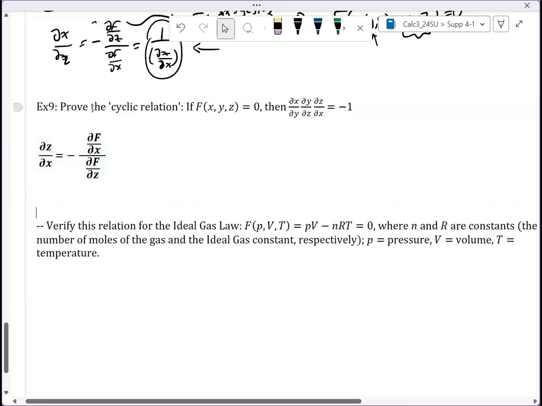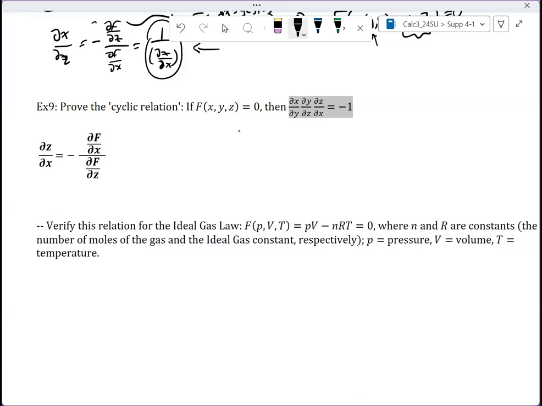So for example 9, we want to prove the so-called cyclic relation that if big F of xyz equals 0, then partial x with respect to y times partial y with respect to z times partial z with respect to x equals -1. And we're going to use this relation. We're, of course, assuming that the partials that can't be 0 aren't 0. So we're not dividing by zeros or anything like that.